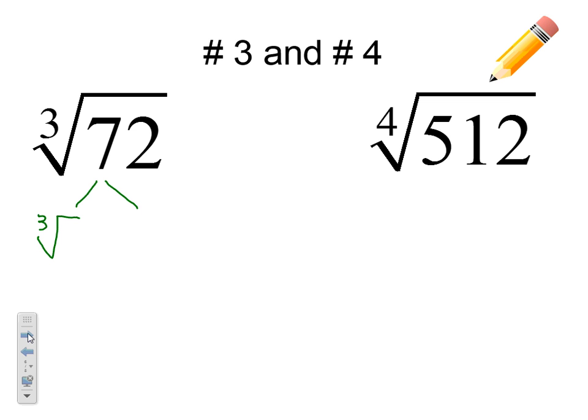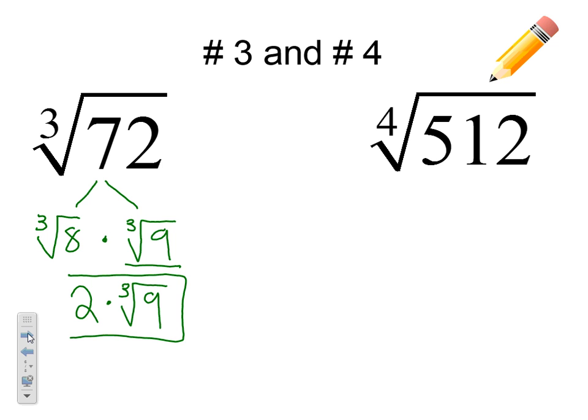So I have the cube root of 8 times the cube root of 9, because 8 times 9 is 72. So the cube root of 8 is 2. We can't break this down, so we're just going to bring it down, the cube root of 9. And that, ladies and gentlemen, is going to be our answer.